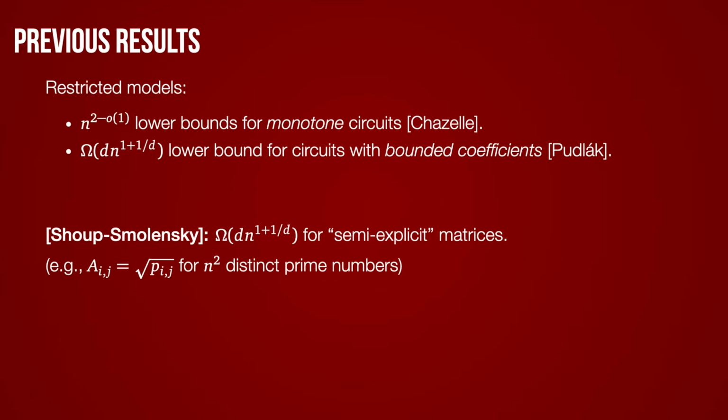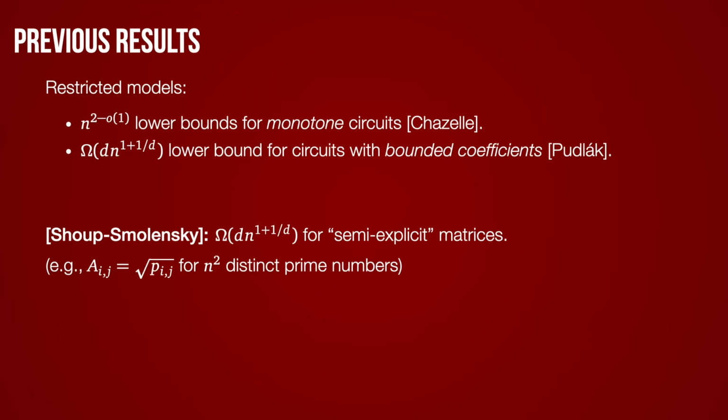Another interesting result, which is very relevant to this work, is this result of Shoup and Smolensky, who proved similar lower bounds for general depth d circuits, but the matrices for which the lower bound holds are not explicit, they are only what I call here semi-explicit. And what it means is that they are very easy to describe, they have very succinct mathematical description, but they are not explicit in the complexity theoretic sense of the word. They contain irrational numbers, so there's no algorithm that really writes down the entire matrix in polynomial or even in finite time.